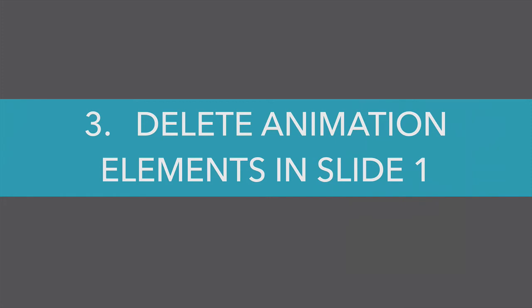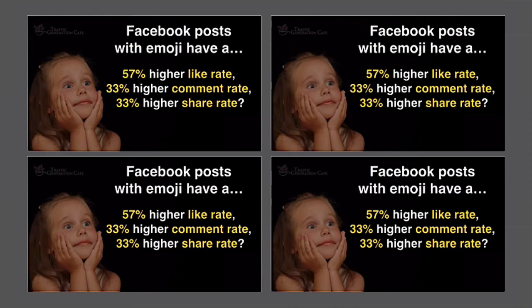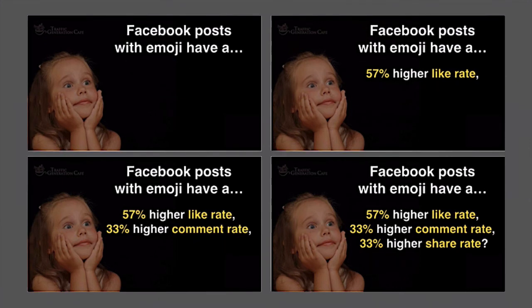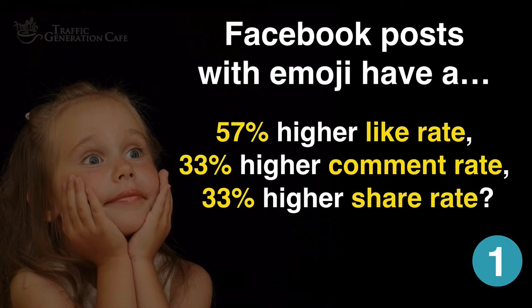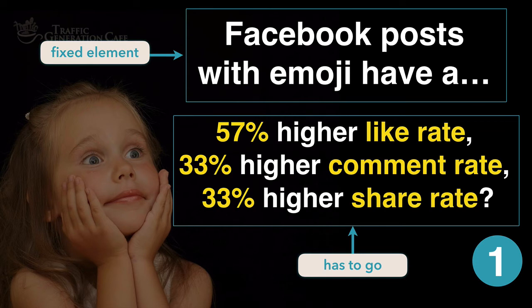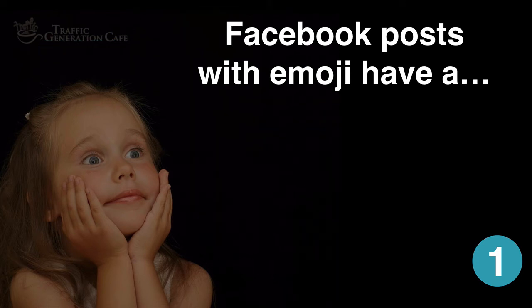Step 3. Delete animation elements in slide 1. Remember, all slides in the sequence are currently identical, and this is what they will look like in the end. It's now time to start working on slide 1. Slide 1 is my bare minimum slide. It should only include the fixed elements of the sequence. Thus, I will delete text box 2. And this is where breaking down the text into 2 boxes came in handy.